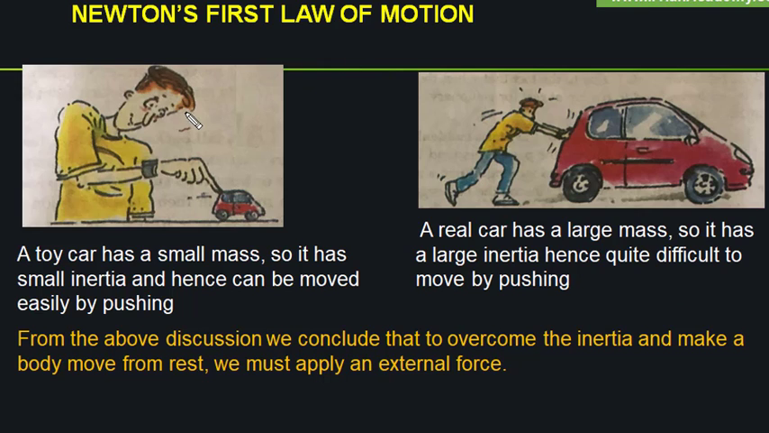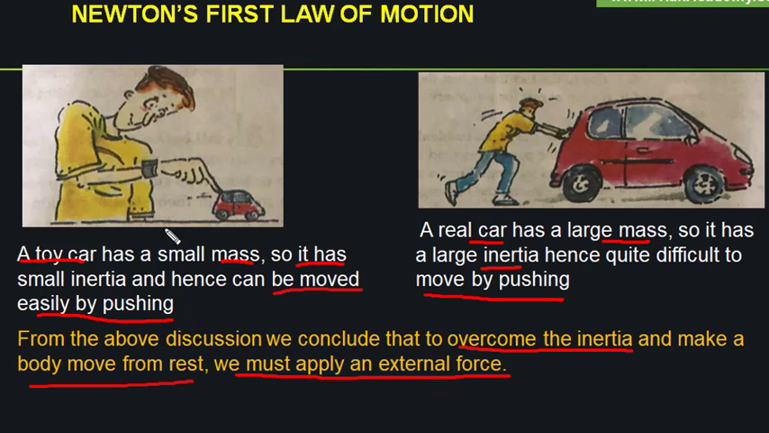Let us understand inertia by examples. A toy car has a small mass, so it has small inertia, and hence can be moved easily by pushing. A real car has a large mass, so it has a large inertia, hence quite difficult to move by pushing. From the above discussion, we conclude that to overcome the inertia and make a body move from rest, we must apply an external force. So here is the live example of inertia.